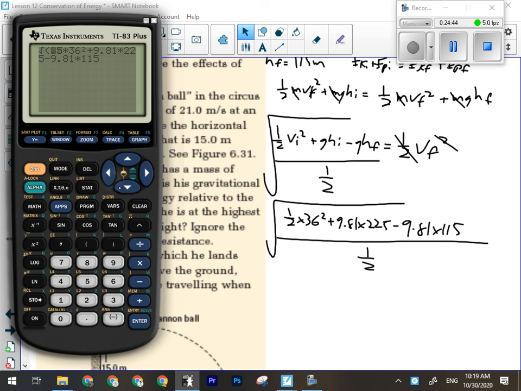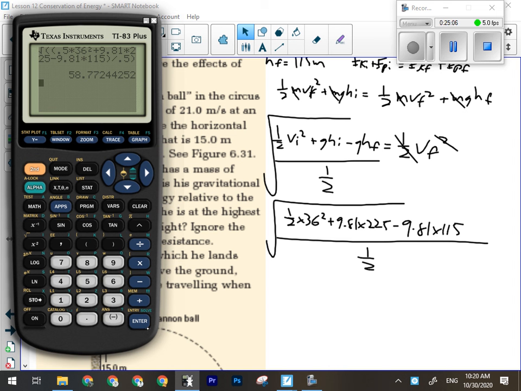So this is what it looks like, guys, if you're doing it all in one step, if you're using tons and tons of brackets. We're going to be moving at that point at 58.8 meters per second.